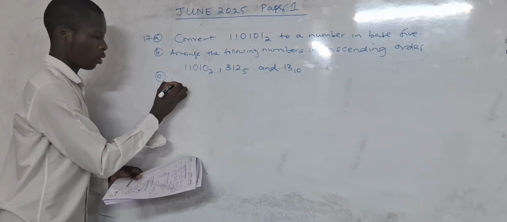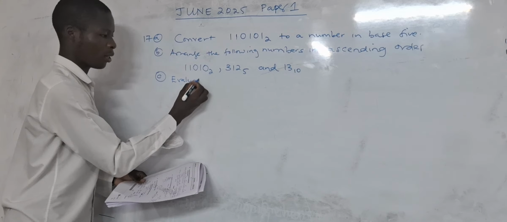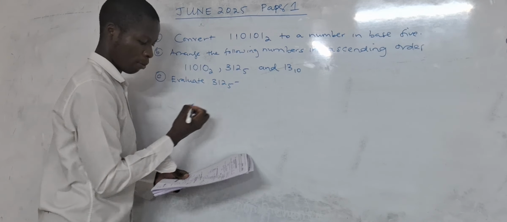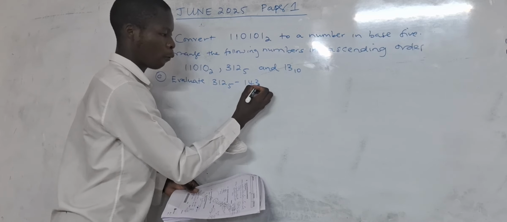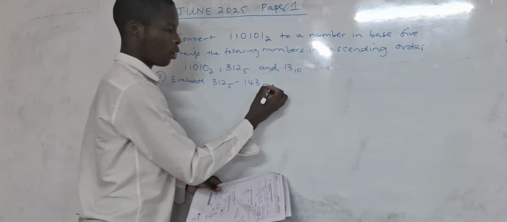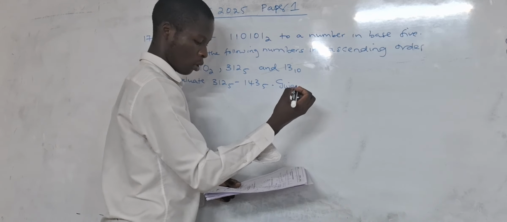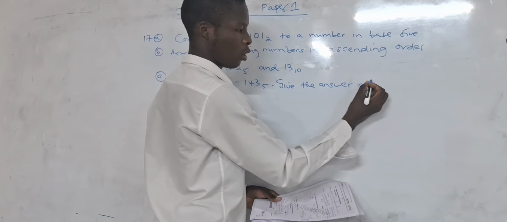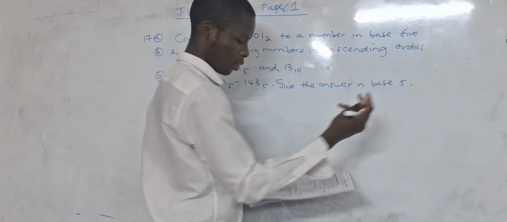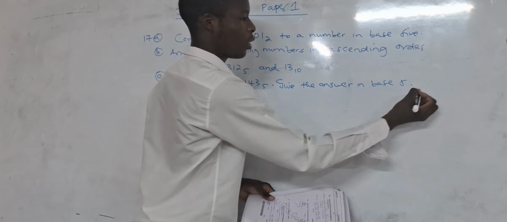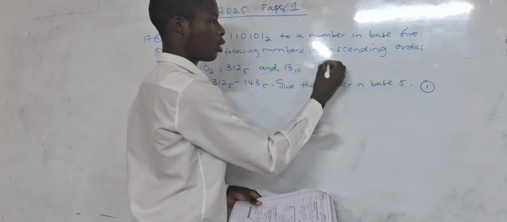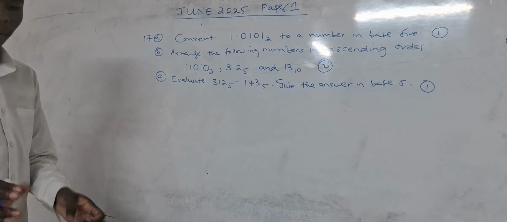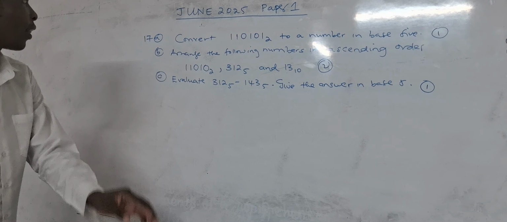C. Evaluate 312 base 5 minus 143 base 5. Give the answer in base 5. This is a 1-mark question, this is a 2-mark question, and this is a 1-mark question. So let's do this question together.